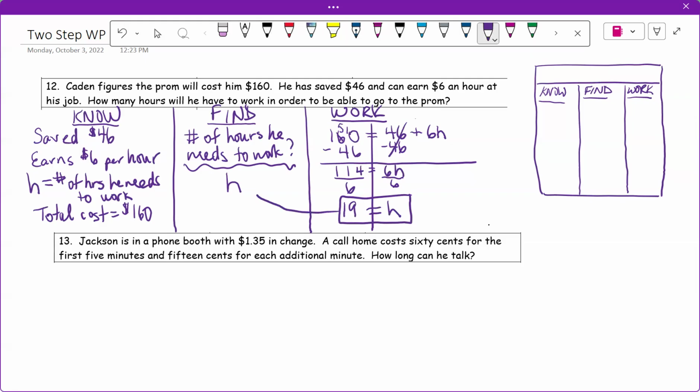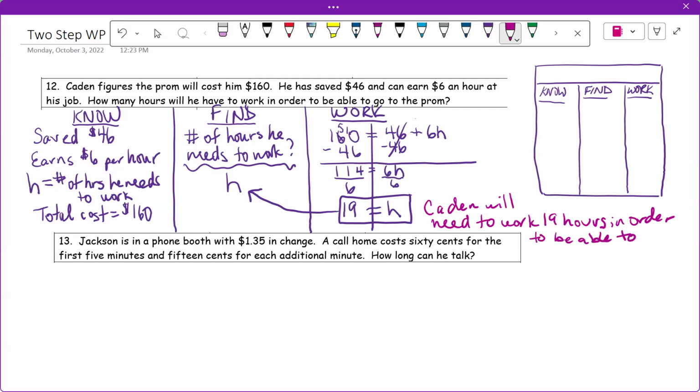We always want to go back and see, did we answer the question? Well, the question was asking us to solve for H. Did we solve for H? Yes. And finally, we'll always write our answer in a sentence. Caden will need to work 19 hours in order to be able to go to prom. Use the words in the question to form your answer.